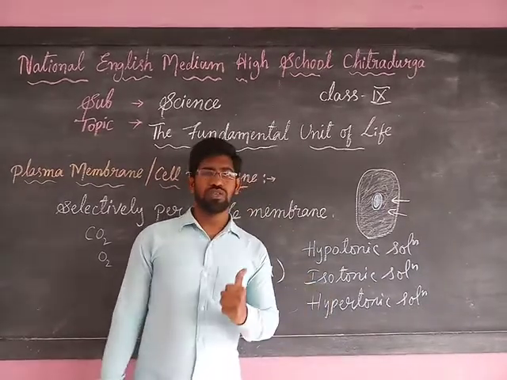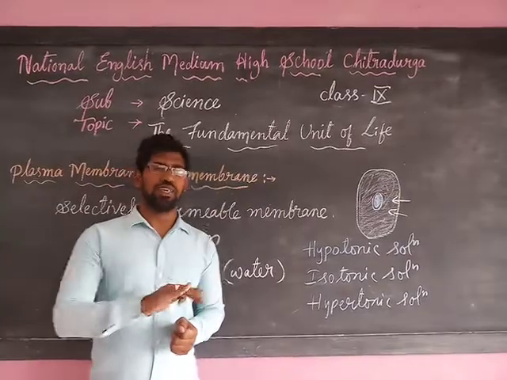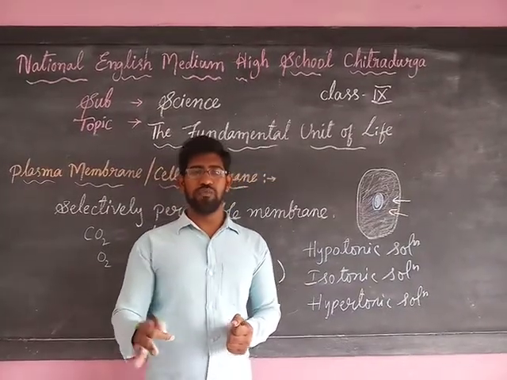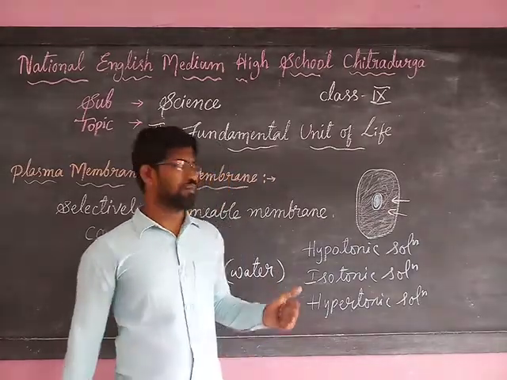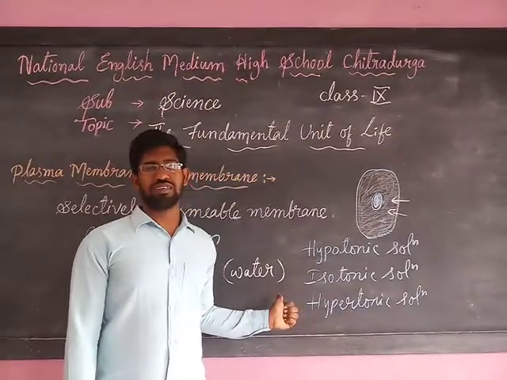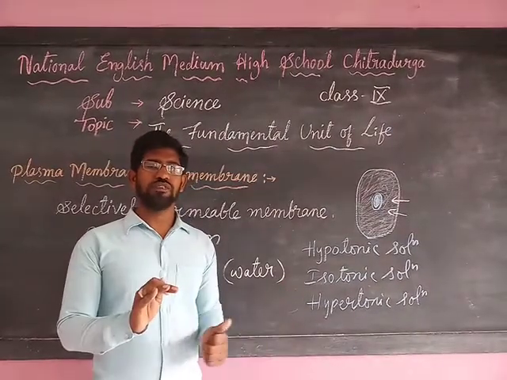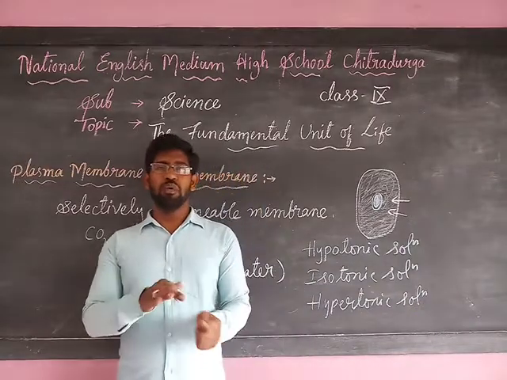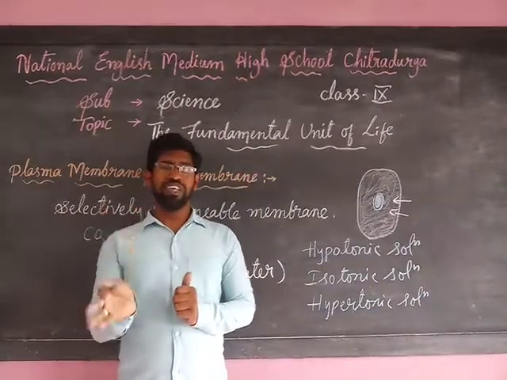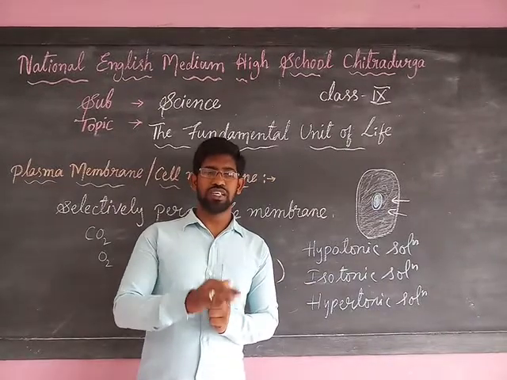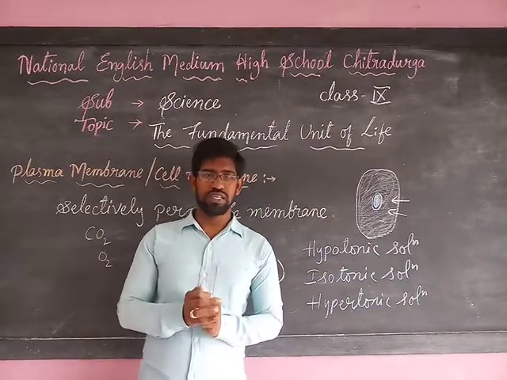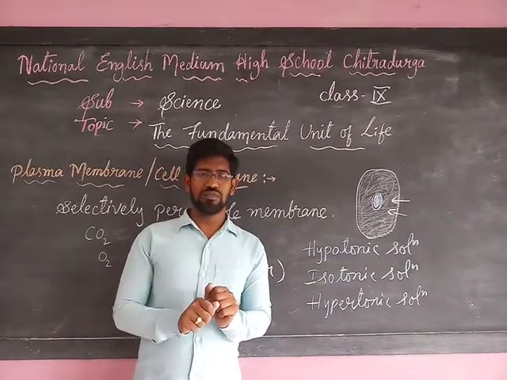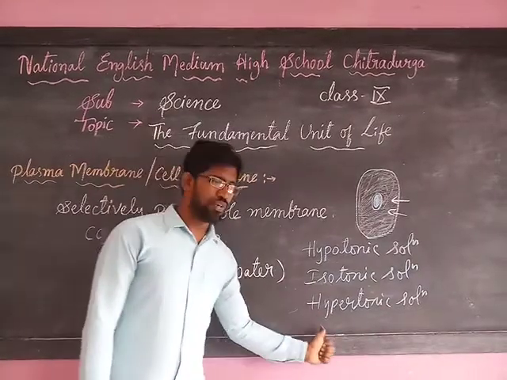Then next, isotonic solution. Iso means same. It means inside the cell body and outside the cell body, both sides are equal in water. Equal amount of water concentration is present. Such a type of solution is called isotonic solution, where the net amount of water moving from inside to outside and outside to inside is the same. We can say there is no movement, or it is negligible. Understand? Then next, hypertonic solution.